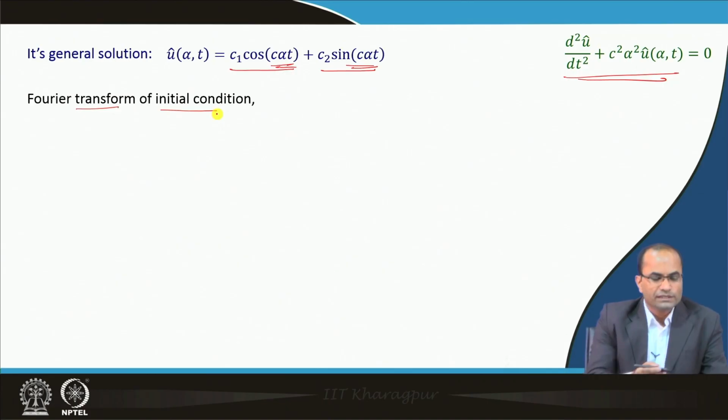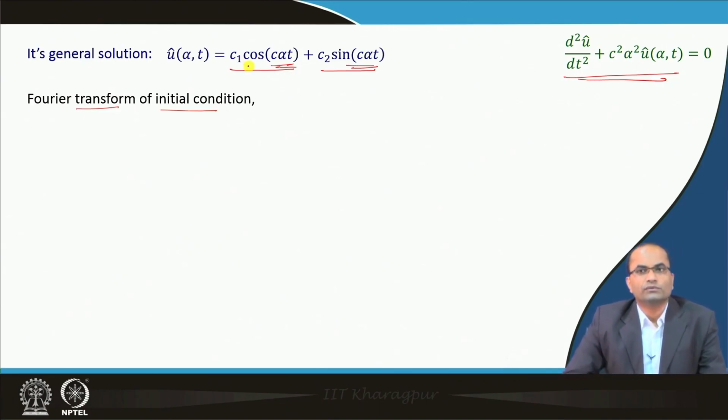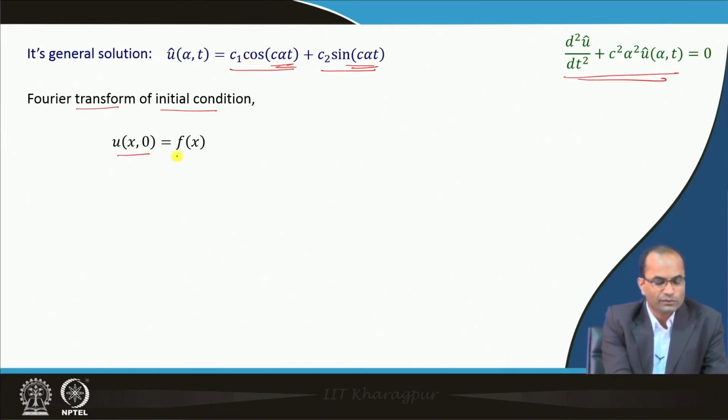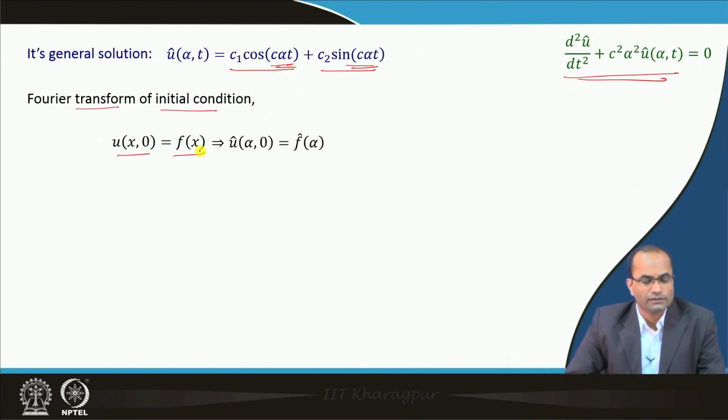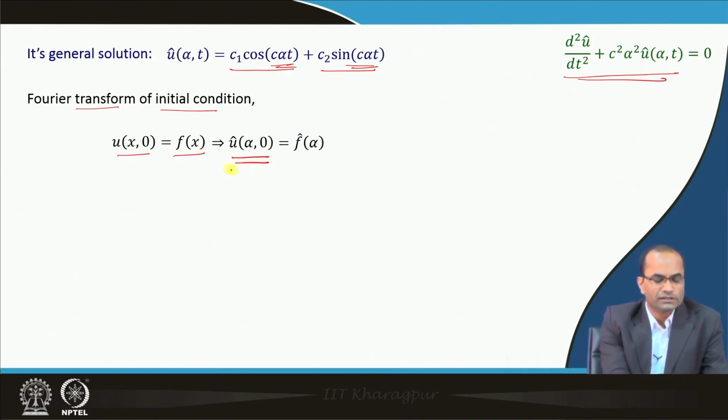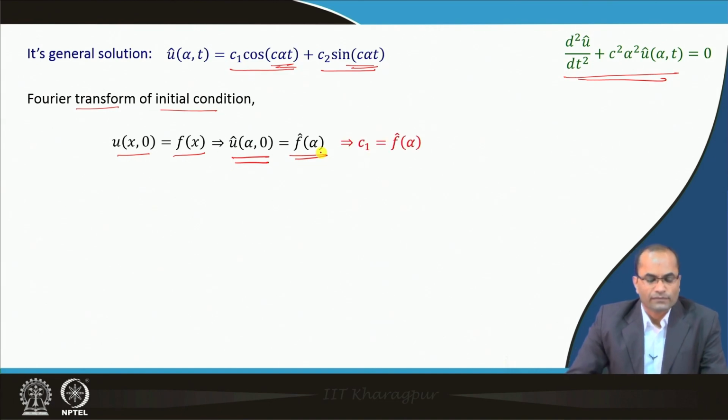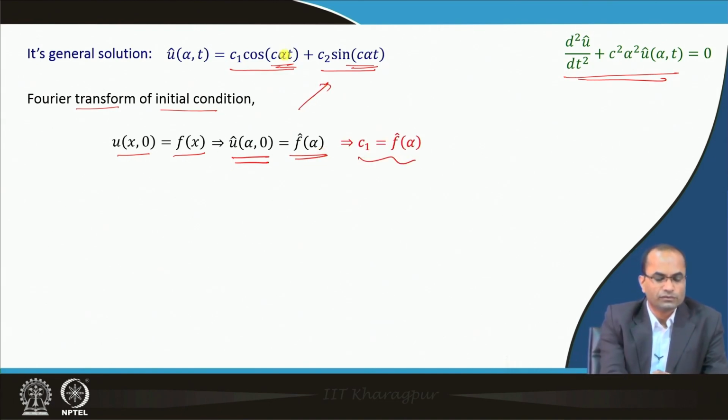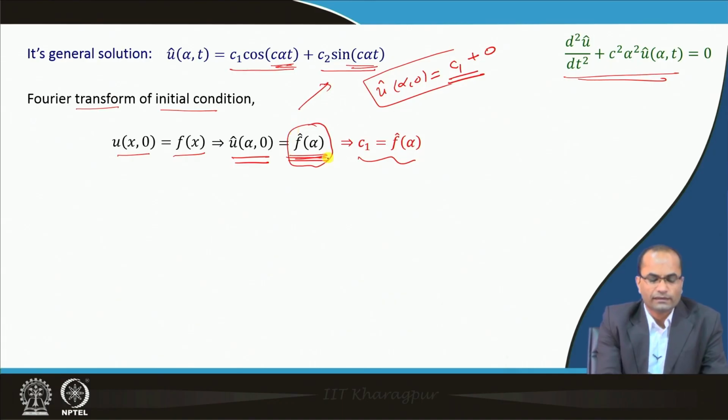The c1 and c2 are unknowns here, so we need to apply the Fourier transform of the initial conditions. We have u(x, 0) as f(x), the first initial condition. If we take the Fourier transform of this, that means u hat(alpha, 0) is equal to f hat(alpha). Setting t equal to 0, u hat(alpha, 0) will be c1 times cos 0, which is 1, and the sine term will be 0. So, we have just c1 equal to u hat(alpha, 0), which is f hat(alpha).